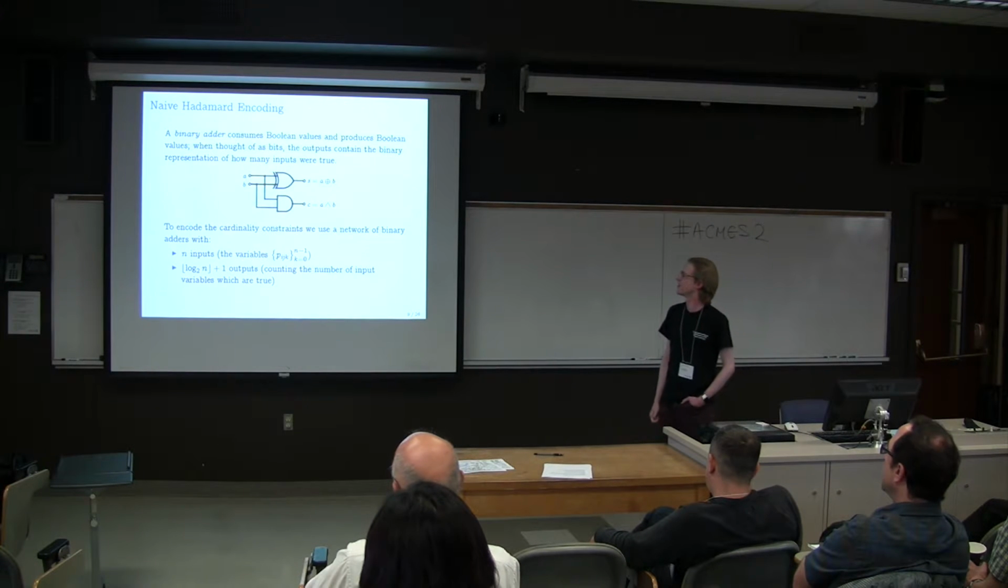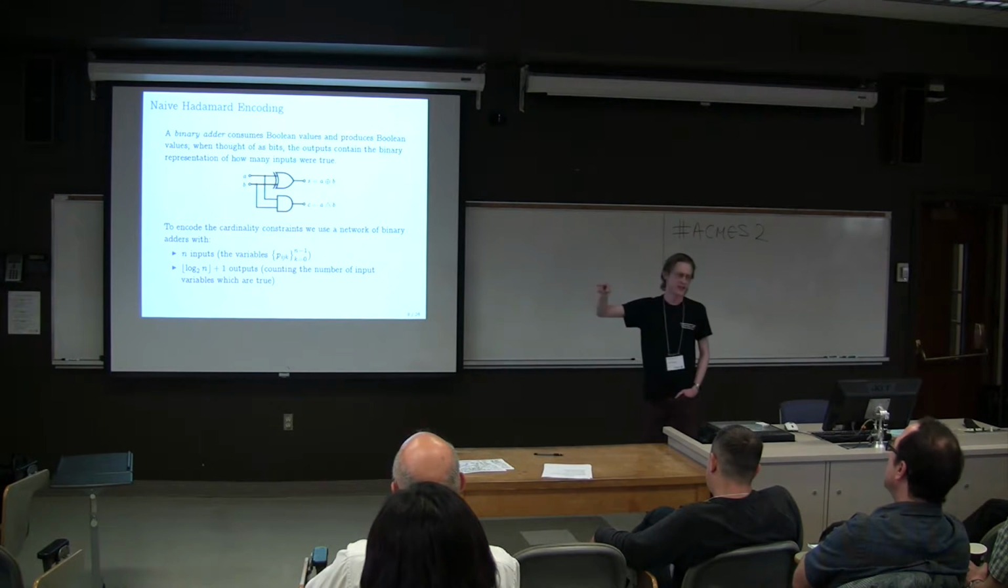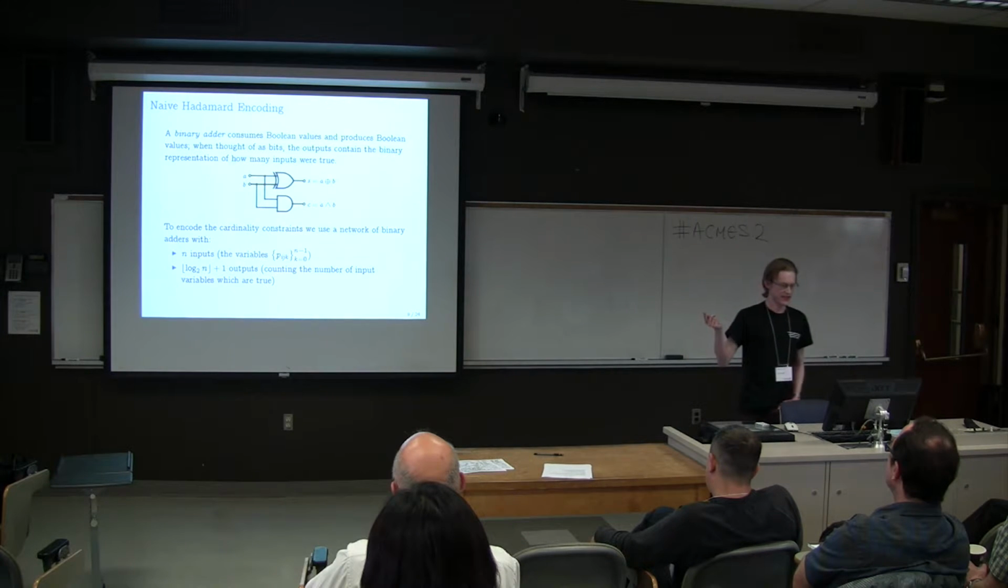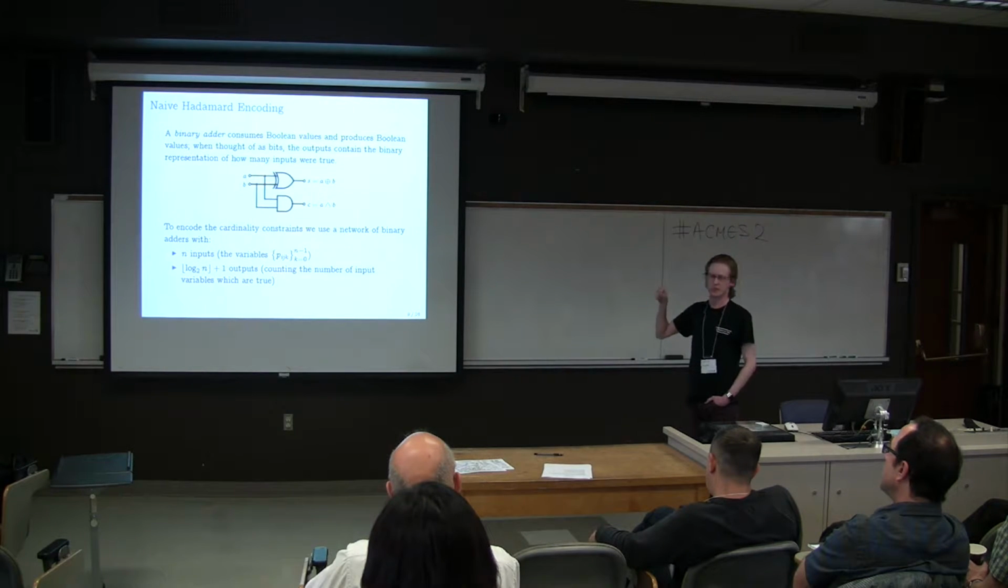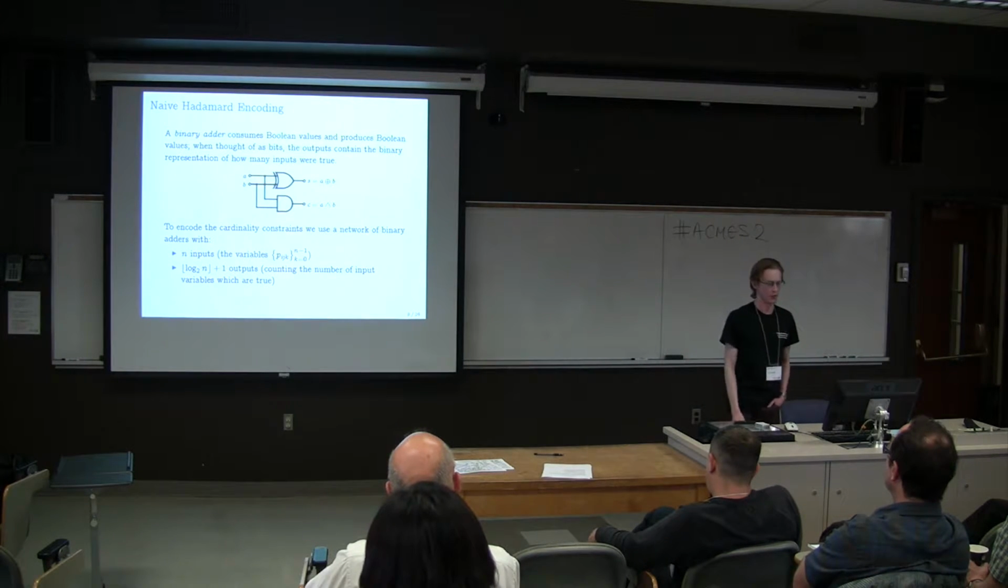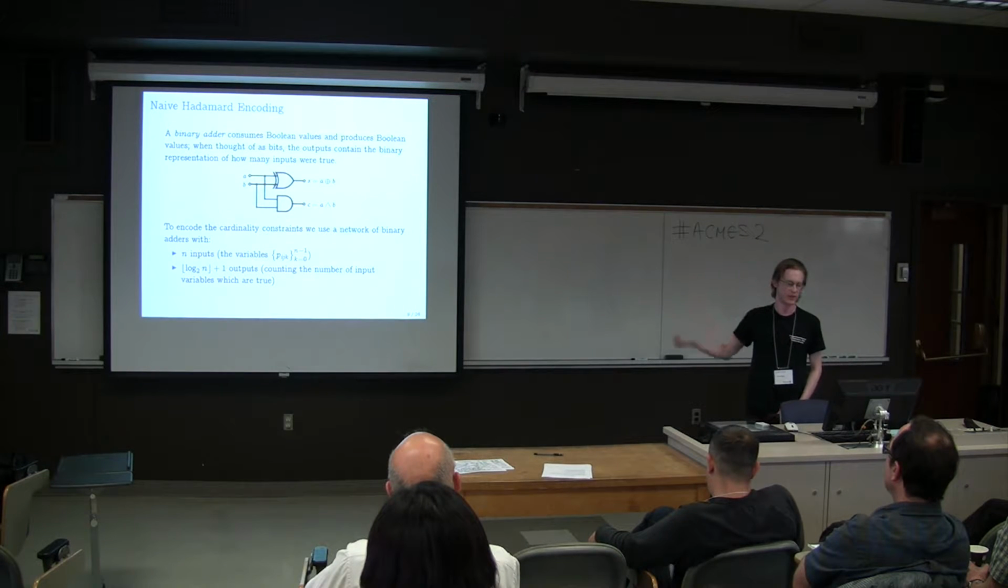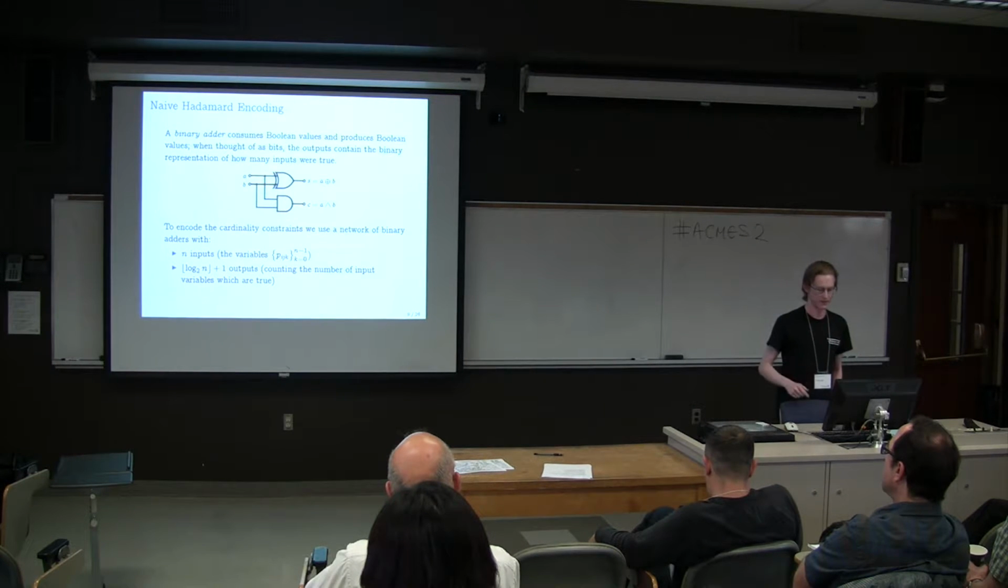And so what we're going to have, we'd have n inputs representing the p_ijk's, and about log n outputs representing how many of the inputs were set to true. Right? And we're going to want exactly n over 2 inputs to be true for the thing to be Hadamard. All right, so this is how we do the encoding.